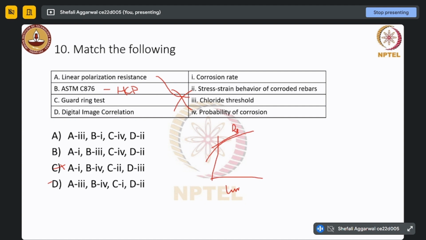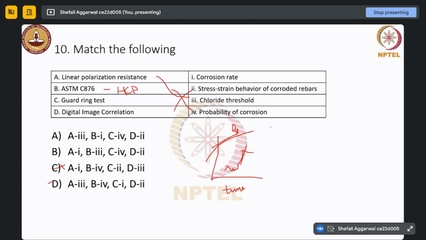Exposure time can be days, months, or something. And when this value statistically increases, initially it will be going like this, and when it is statistically increasing, at that point we will break our sample and collect the powder sample, and then we will do the chloride threshold test. So LPR is mostly the test which we are doing to calculate the chloride threshold value.